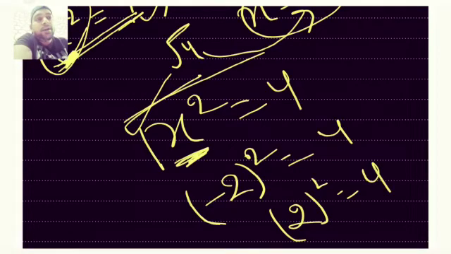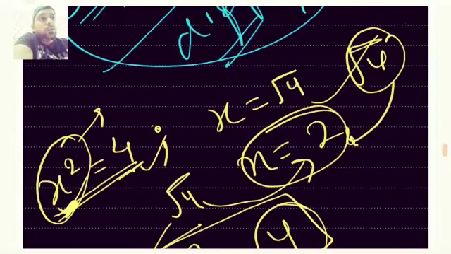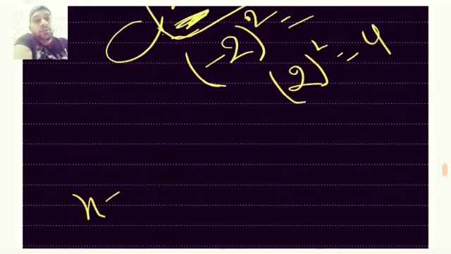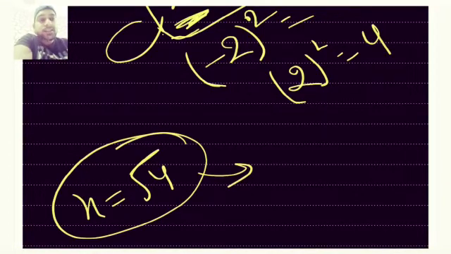It says the number x is that number which when squared will give you 4. Is it clear? So this is a quadratic equation, and this one, x is equal to root 4, is a linear equation. And here the solution of this one will be simply x is equal to 2.